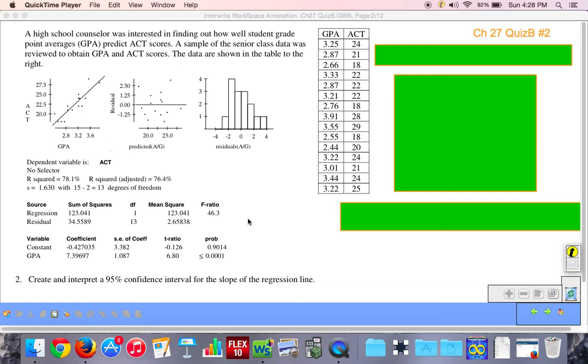Welcome back. We're in Chapter 27 Quiz B, question number 2. In Chapter 27, we're learning about inference for regression. And let's take a look at our prompt.